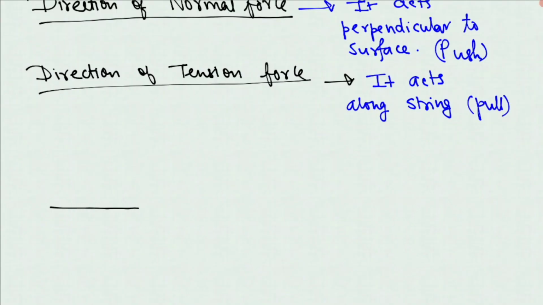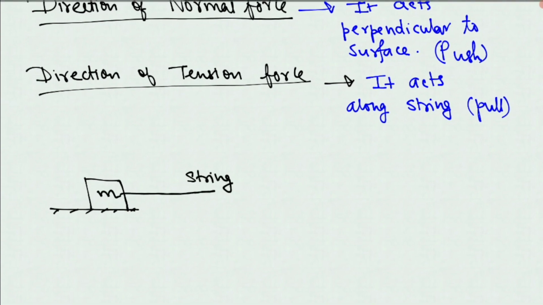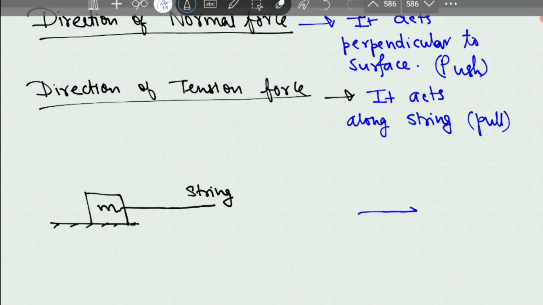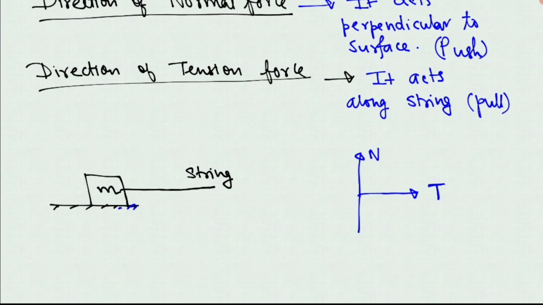Suppose the surface is horizontal and the block is kept on it, and there is a string connected to the block. The mass of the block is m. Now let's draw tension force and the normal force. So the tension force acting on the block is along the string, and it is a pull force. So string is pulling the block towards itself. So tension force is rightward. The surface is below the block, so the normal force is upward, and the weight mg is downward. So this is the free body diagram for this present situation.